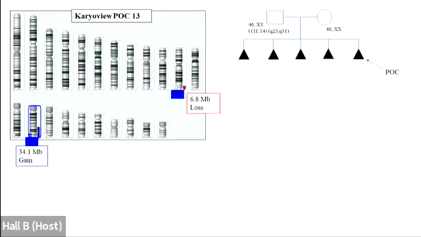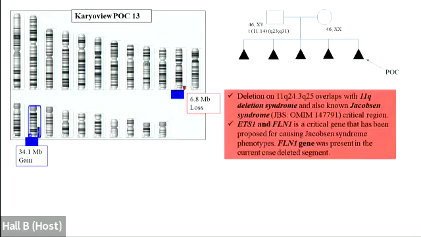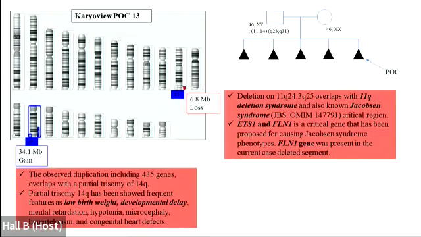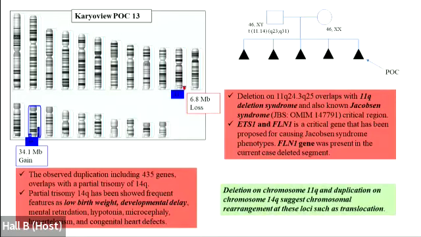Then there was the next patient where the male was a balanced translocation carrier. Again, we observed a 6.8 MB loss at chromosome 11 and a 34.1 MB gain at chromosome 14. The deletion at chromosome 11 overlapped with the 11q deletion syndrome, which is also known as Jacobsen syndrome. The gain at chromosome 14 shows partial trisomy of 14q, which is frequently associated with low birth weight and developmental delay. Again, this pattern of translocation is suggestive because the parents were carriers for this.